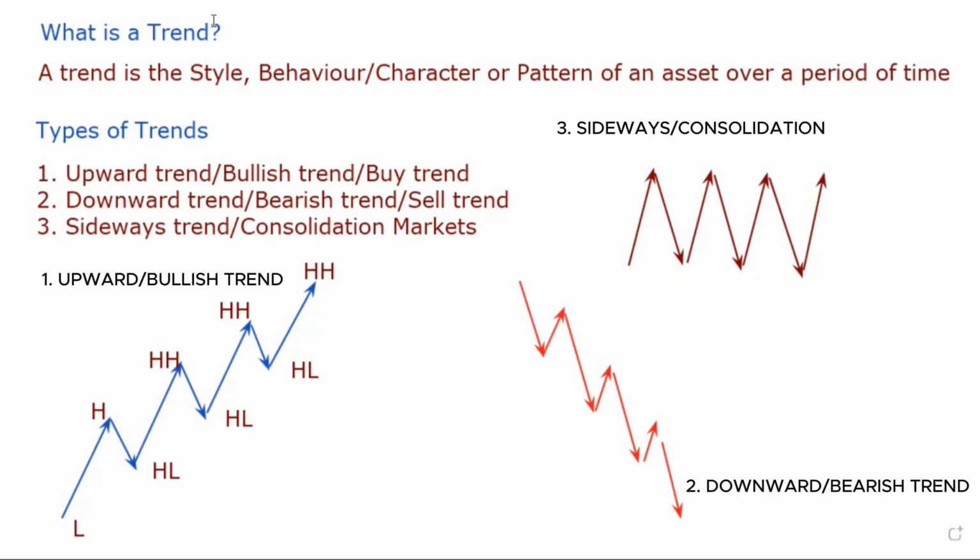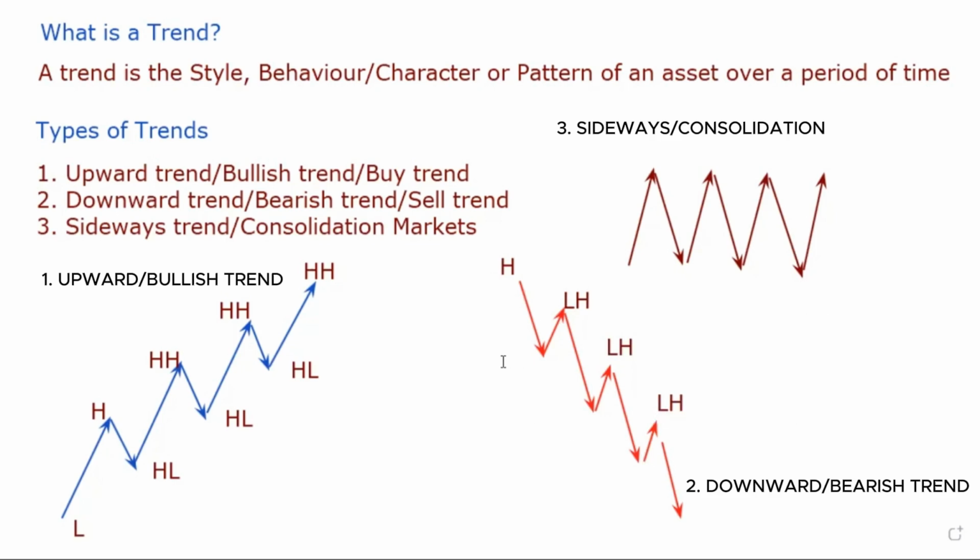So then the reverse is the case for a downtrend. Here will be a high, here will be a lower high, LH. Here will be a lower high, here will be a lower high.